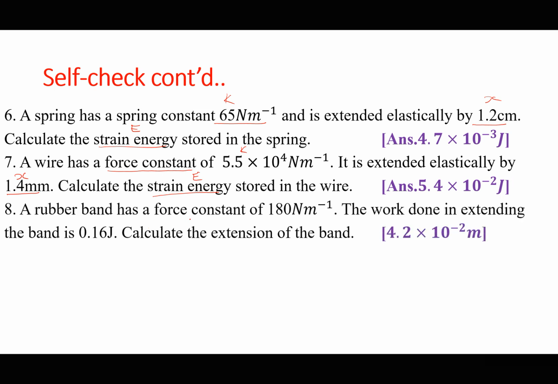A rubber band has a force constant 180 newtons. So this is K. The work done in extending the band is 0.16 joules. So this is the elastic potential energy. Calculate the extension of the band. So they want you to find the extension of the band.